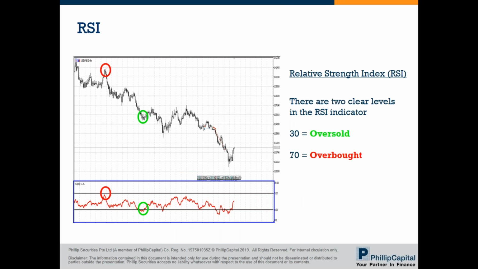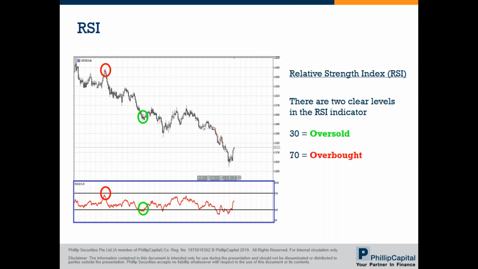Right, so how do you use RSI? It's pretty straightforward. There are two clear levels in the RSI indicator. There is the 30 level and the 70 level. So the 30, marked by the green circle, indicates oversold. What oversold means, I've explained earlier. It means that price will tend to move up after that. And that is what we have observed, right? After the oversold was identified, price moved slightly higher.